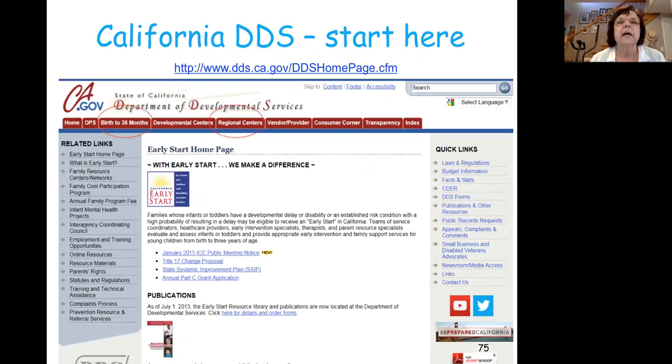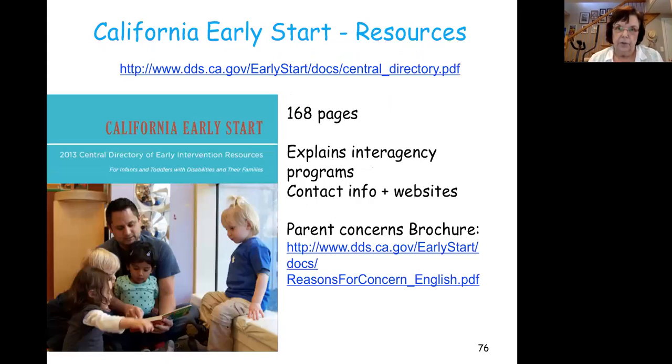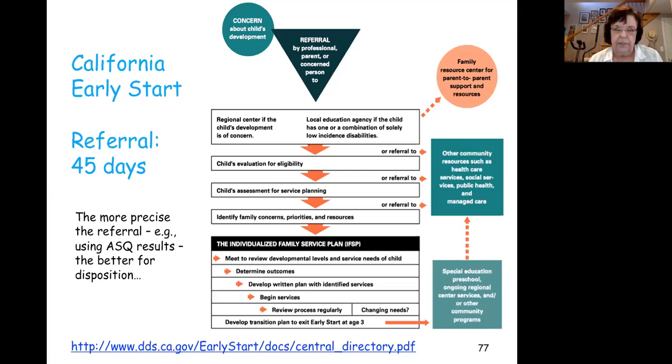They have this website that has information on birth to 36, the regional centers, and consumer corner, so lots of good information and publications. Here's a whole resource that explains all the programs, has a parent interest brochure.